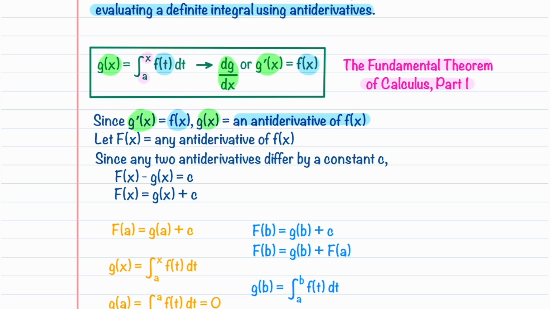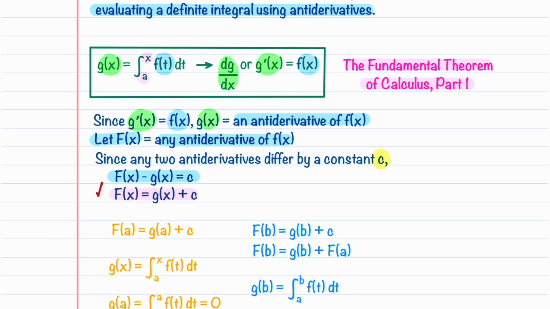To get to the Fundamental Theorem of Calculus Part 2, we have to complicate this a little bit, and we're going to let a function capital F of x be any antiderivative of little f of x. And what we're going to do is compare this to g of x. Since any two antiderivatives differ by a constant c, we can say that capital F of x minus g of x is equal to a constant c. We can then rearrange terms and say that capital F of x is g of x plus c. I'm going to put a red check here because we're going to come back to this a couple of times.